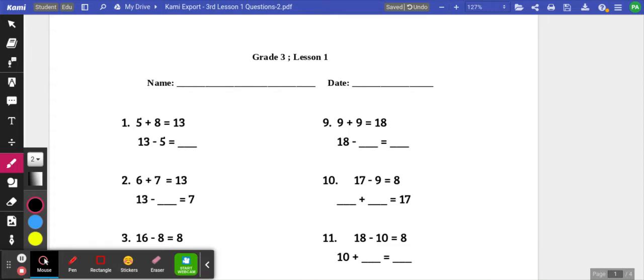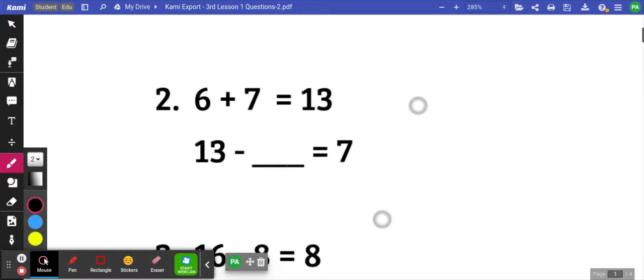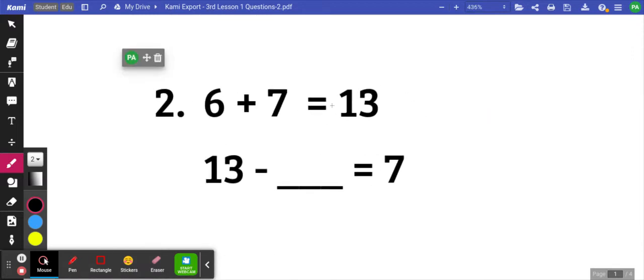So today we are going to be starting off with finding the missing number of subtraction and addition equations based off what the information is given above. So for example, number 2. The information that's given is 6 plus 7 is equal to 13, and this information is connected to this next one. The next one is 13 minus blank is equal to 7. So now we're going to find this missing number. How so? By looking at the information given above because they are connected.